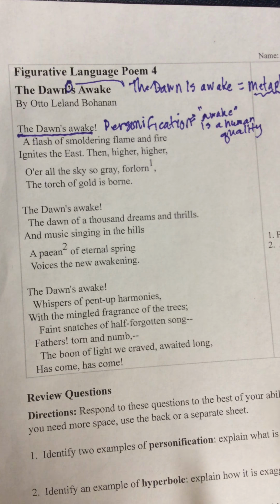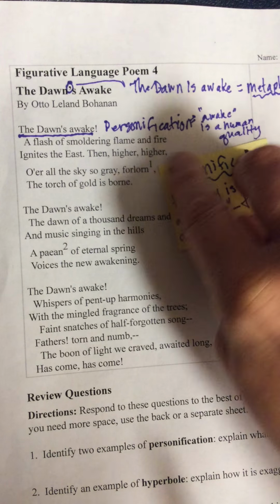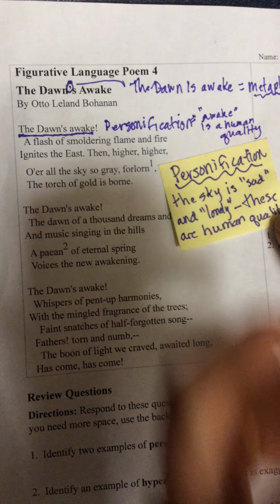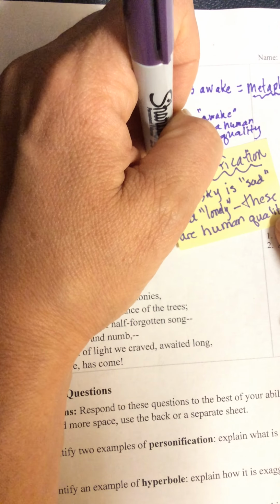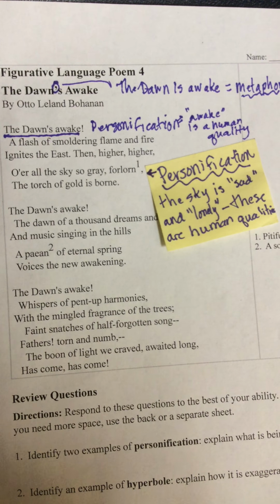So if you're working with something that you are not able to write on, this is where your Post-it notes come in very handily, because you simply attach a note next to the personification. You may have to draw an arrow to it to remember specifically what you were talking about. It's personification because the sky is sad and lonely.